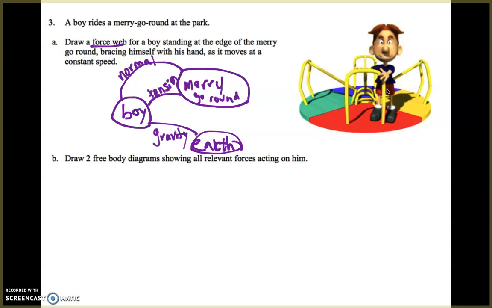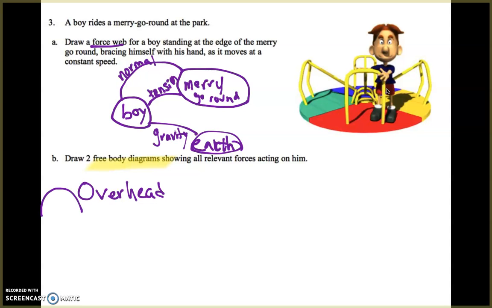So then we go forward and we're going to draw two free body diagrams showing all relevant forces on him. And you might say, why do I have to draw two? And that's a fair point. But the reason that we're going to draw two is so we can get two different perspectives. And so the first perspective is I'm going to draw an overhead view. So you could call this a bird's eye view. You could call it an overhead view.